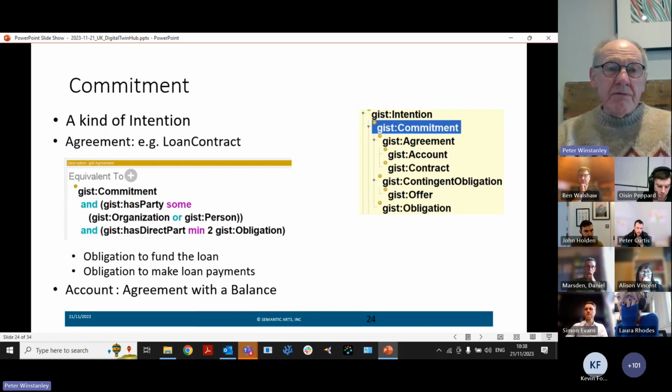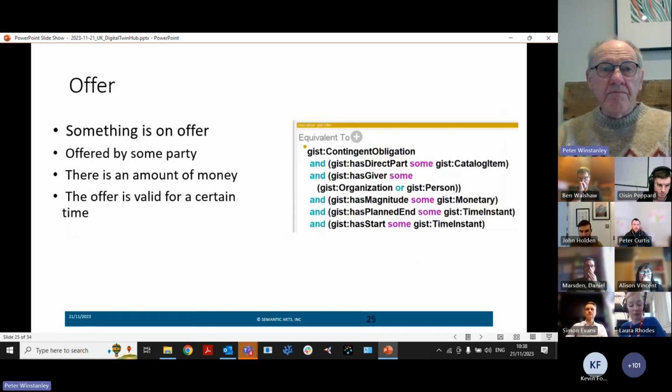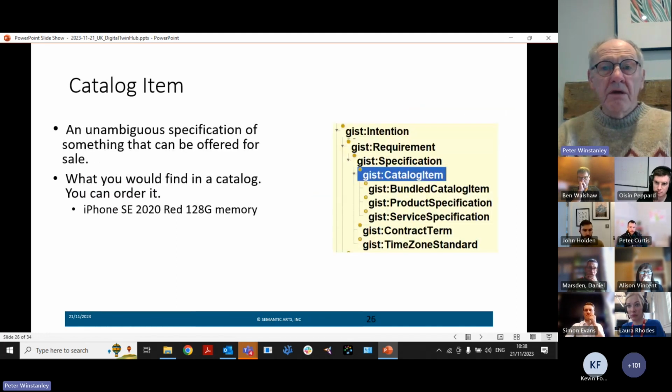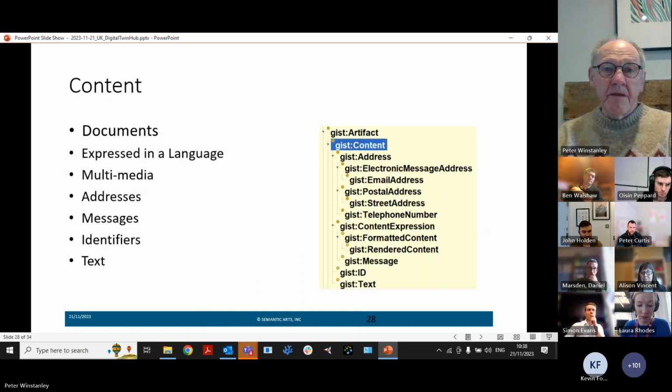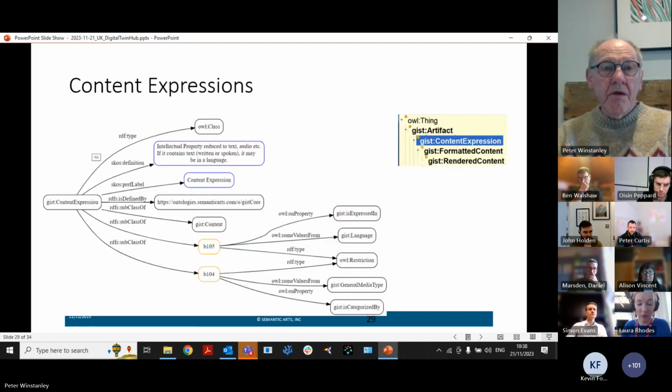And things like commitments, intentions, agreements, and so on. Offers, very important in business. Catalog items. These are a kind of specification. Intentions, very important in describing things. Different forms of content. Different forms of content expression.